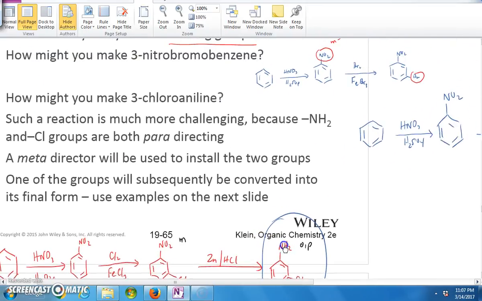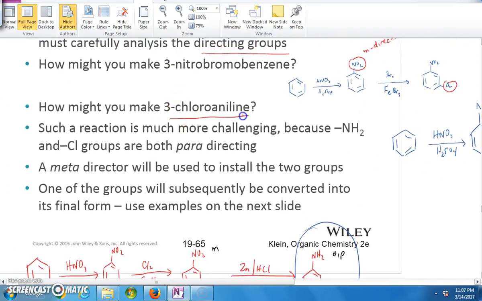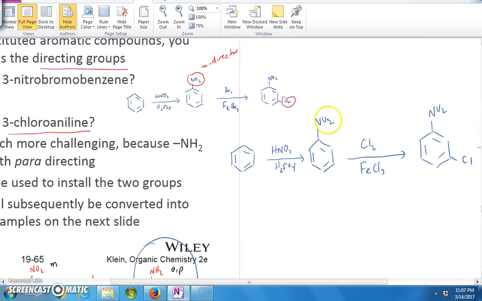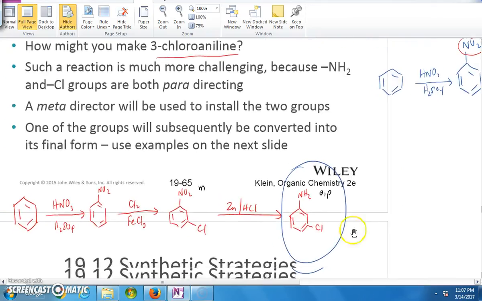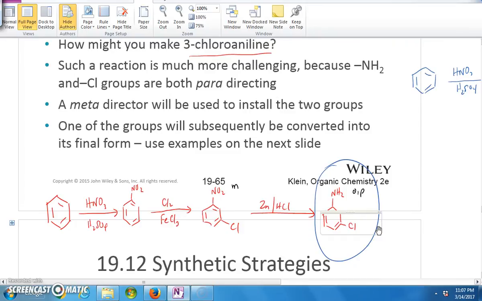Now, if you want to make 3-chloroaniline, you want to introduce the nitro group, which is a meta director, and then introduce the chlorine, and then you can reduce the nitro group to the amino group, and that's how you get 3-chloroaniline. So the directing effect of each of these substituents is very important here.